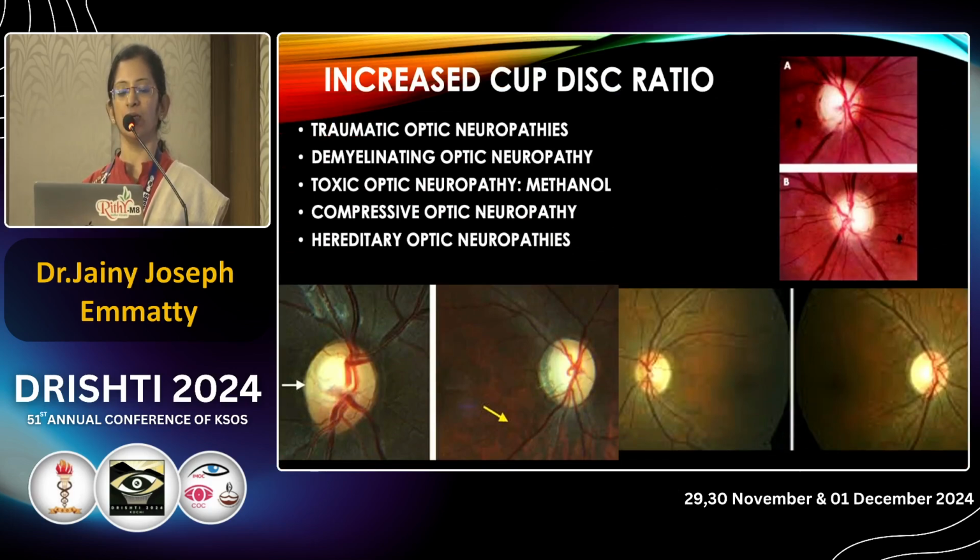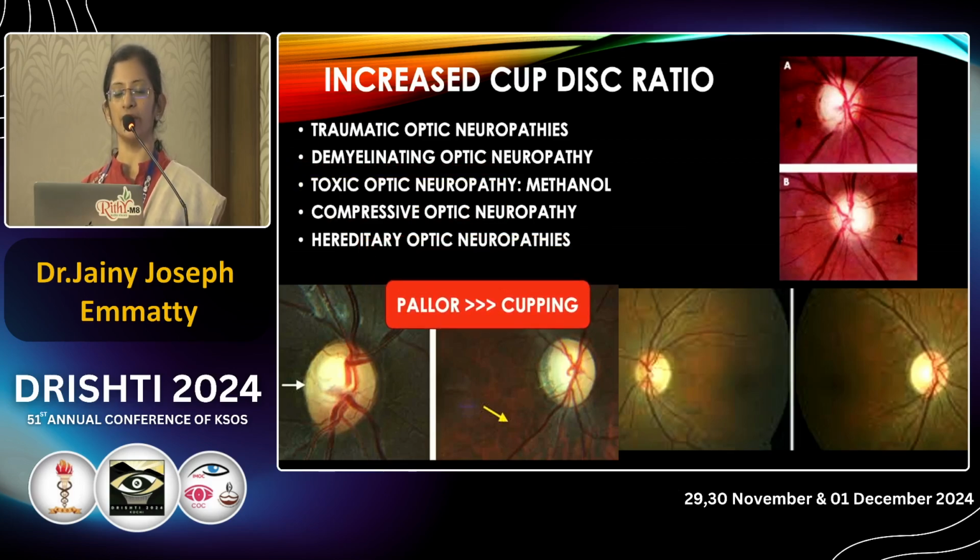Mainly it's because we think it's pallor or some cupping, but actually what is the most prominent feature in these conditions? It's mainly the pallor, which is more than the cupping. When we examine the disc, we see that the cup is very shallow and the pallor is more prominent. So we should not miss these conditions, which can be traumatic, toxic, or compressive lesions.